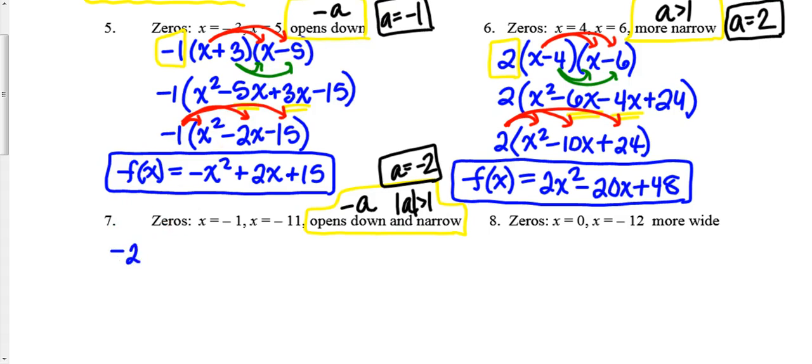As we have for our previous 2 examples, this -2 will just hang out front all by itself until we are done taking care of the zeros. So negative 1 and negative 11, go ahead and write the factors that would come from that.